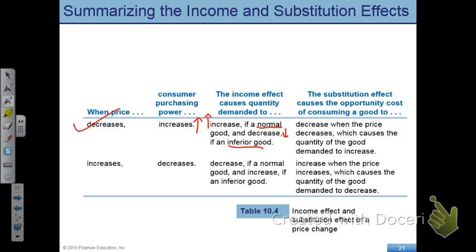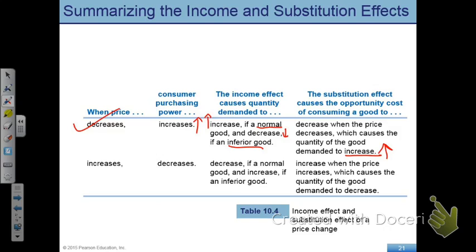So income effect is always tricky. But substitution effect is not tricky. Substitution effect tells us that whenever the price of a good goes down, it really makes that good cheaper compared to the other one, and you buy more of that. So when price goes down, if the good is a normal good, the income effect tells us to increase. If it is an inferior good, it tells us to decrease. But substitution effect always tells us to increase. So we just covered that.